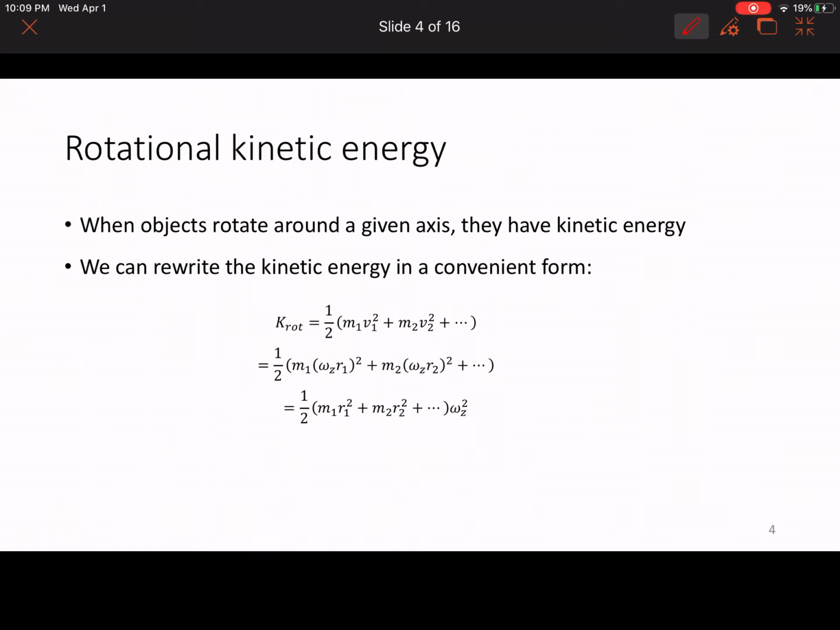So here we go again. That's the same formula I wrote on the previous slide. And I'm going to identify the object in parentheses as this moment of inertia I, or sometimes I'll call it I_z to indicate that it's the moment of inertia about the z-axis.